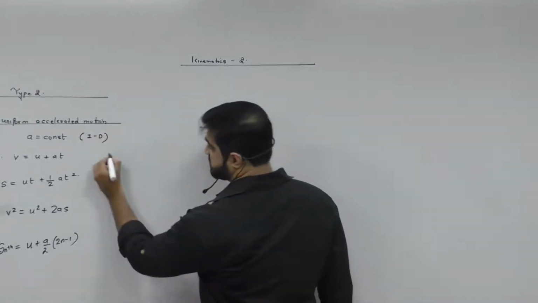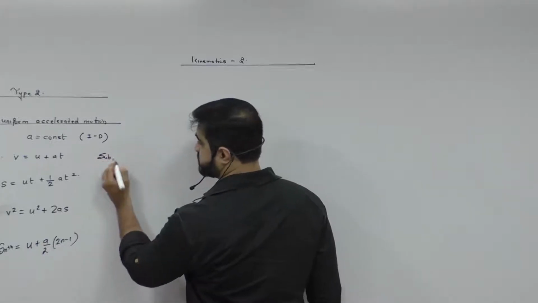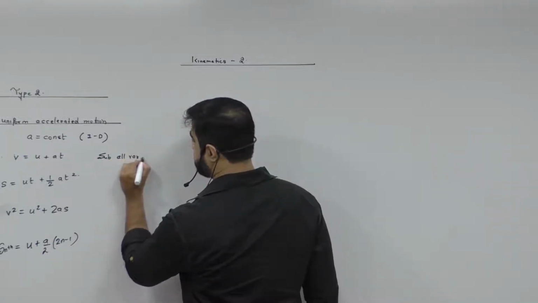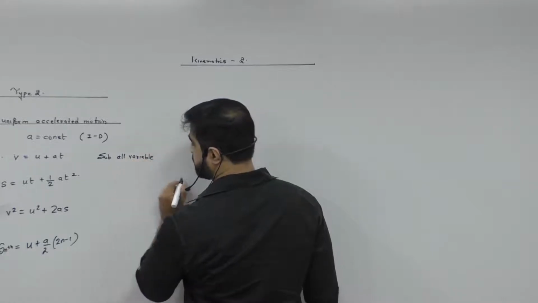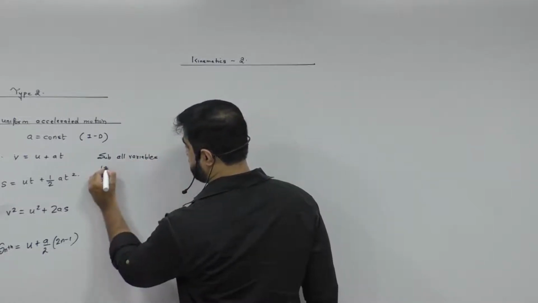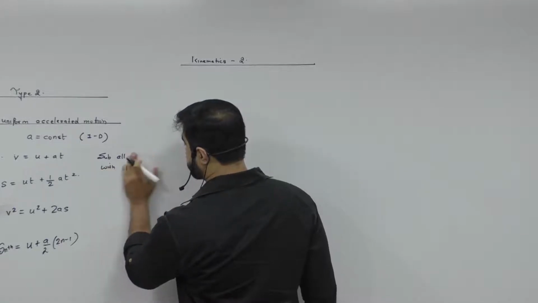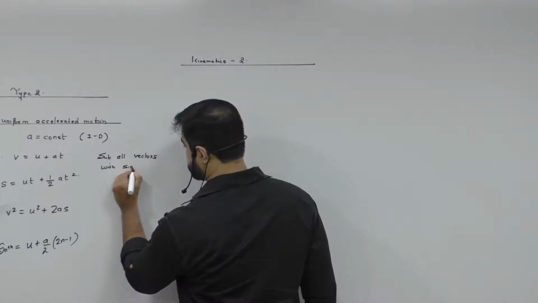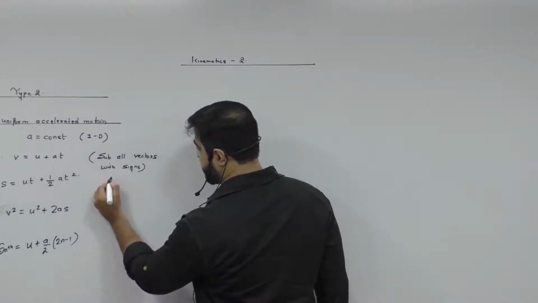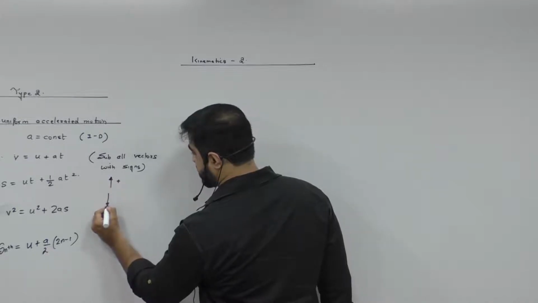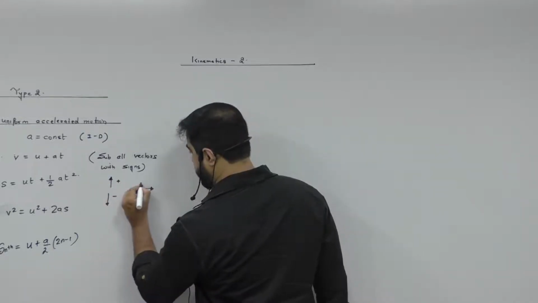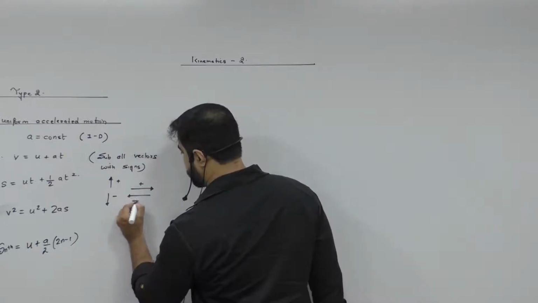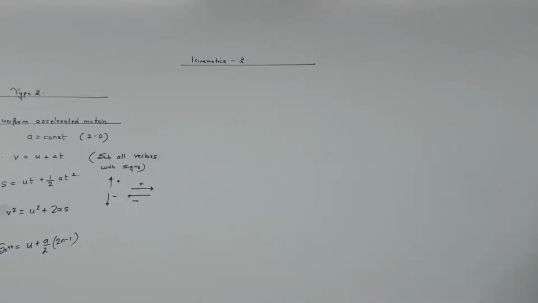And substitute all variables, or all vectors, with signs. Means what? If it is the up direction, we'll take plus. If it is down, then minus; right is plus, left is minus. Understanding?